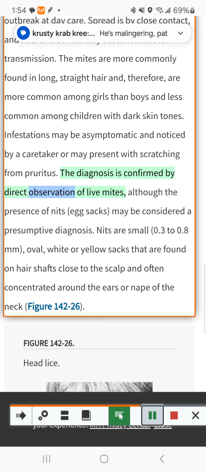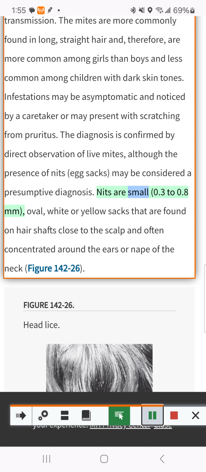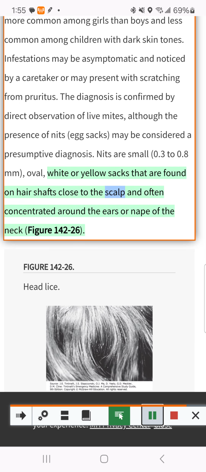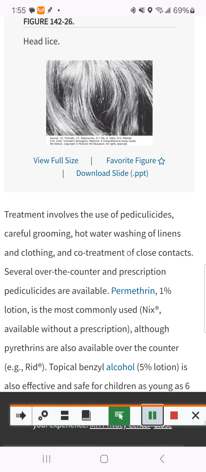Infestations may be asymptomatic and noticed by a caretaker or may present with scratching from pruritus. The diagnosis is confirmed by direct observation of live lice, although the presence of nits, egg sacs, may be considered a presumptive diagnosis. Nits are small, 0.3 to 0.8 mm, oval, white or yellow sacs that are found on hair shafts close to the scalp and often concentrated around the ears or nape of the neck. Figure 142-26.